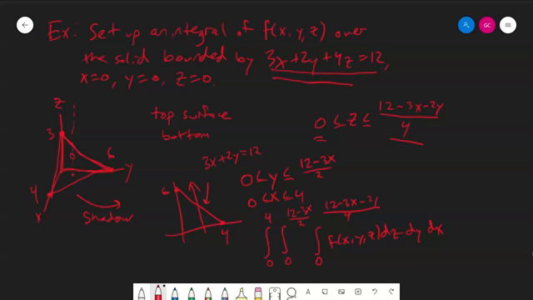Okay, so that's the basic idea. You have to identify a top surface and a bottom surface so that you can find the z-bounds. Then you have to find what the shadow is, and then you just set up the integral for the shadow the same way as you've already been doing for double integrals.